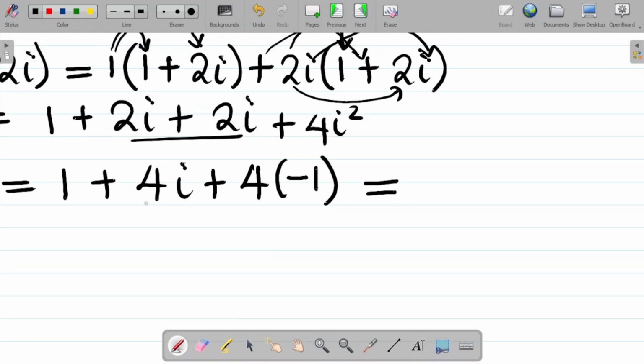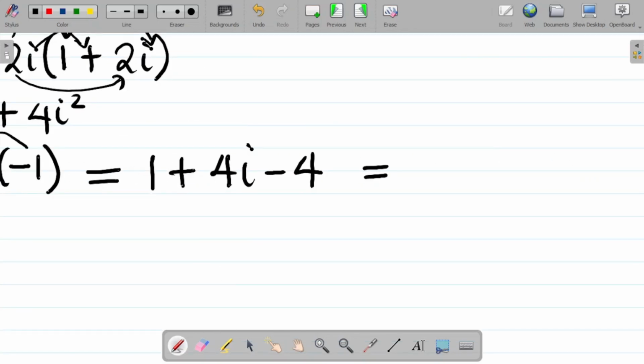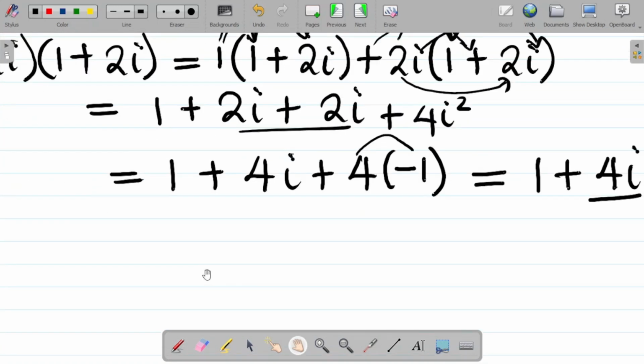Let's work on this. This will be equal to 1 plus 4i, then plus times minus is minus, and 4 times 1 is actually 4, so it becomes minus 4. Simplifying further, I'll take the terms that do not have i, that's 1 and minus 4. If I punch 1 minus 4, I'll have minus 3. Then bring down the one that has the i, that becomes plus 4i. So with this, I've gotten my first part there: minus 3 plus 4i.